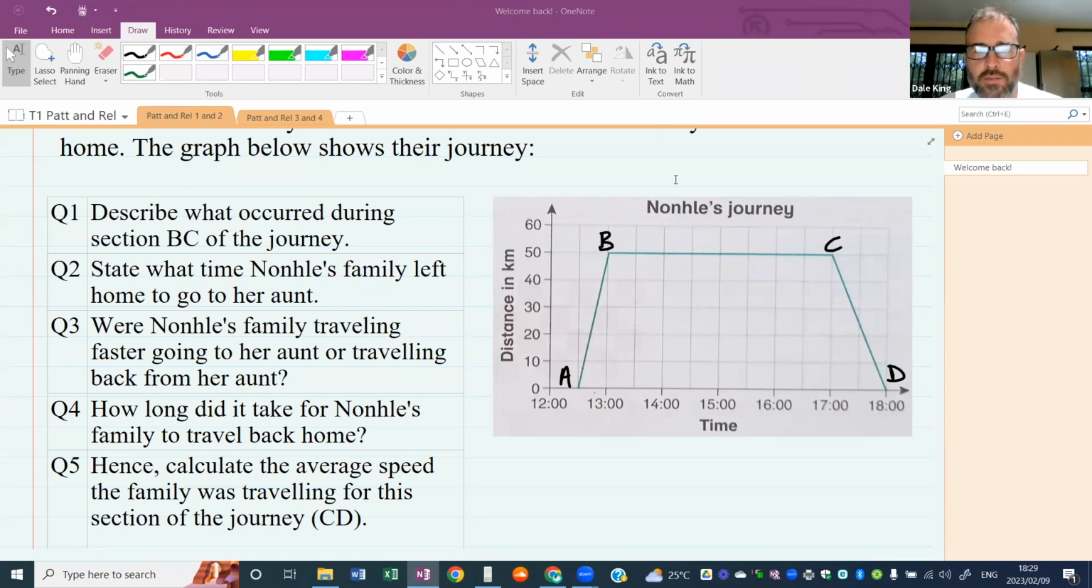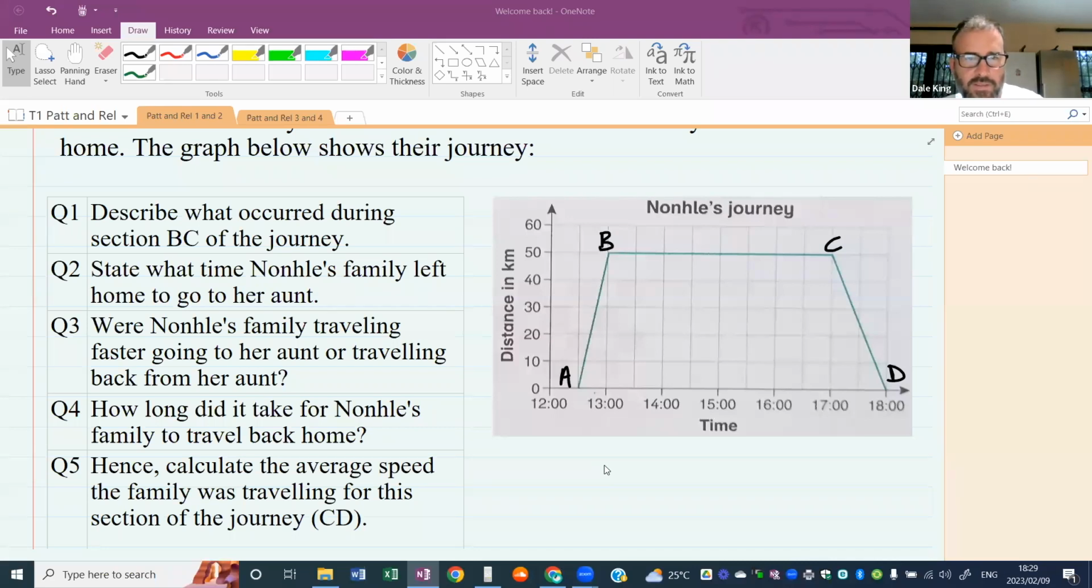Here's a question. Somebody raise your hand and talk to me. Were Nontle's family traveling faster going to her aunt or traveling faster going back from her aunt? And if you give me the answer, I also want you to try and explain why you can tell. Anyone want to raise their hand? Babalo's so quick. Babalo, yes, talk to us.